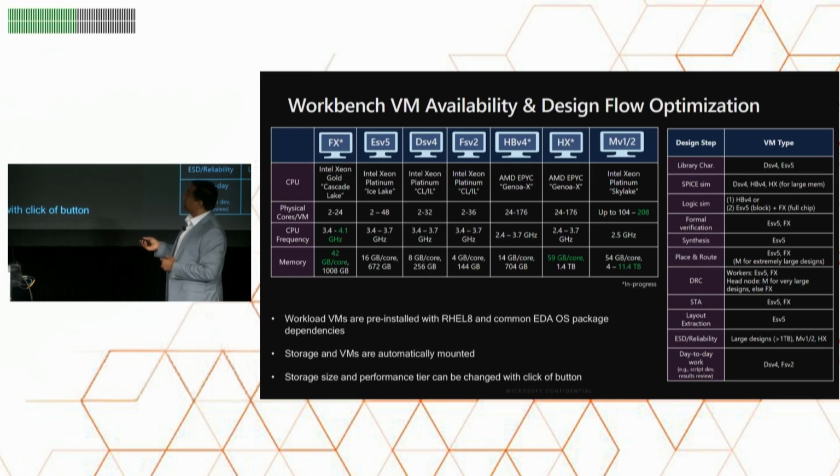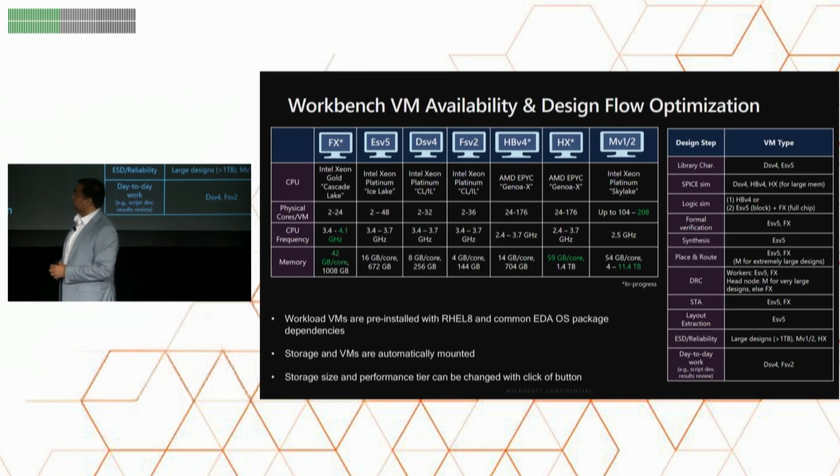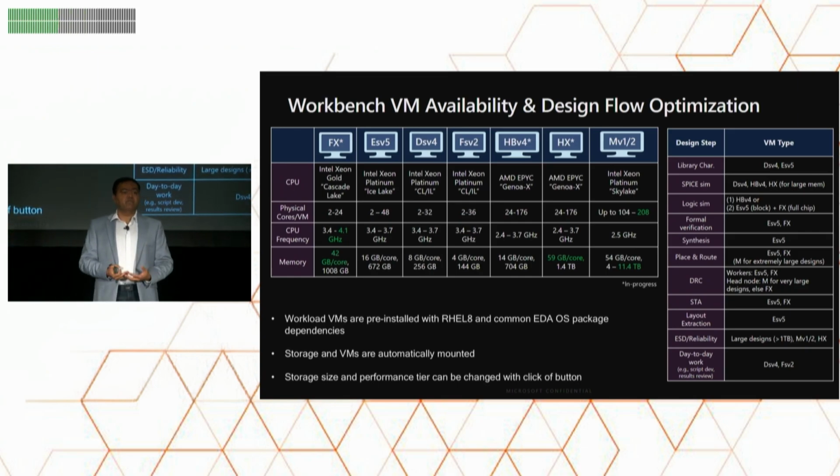So for example, the FX series, this has 1 terabyte of RAM and a reasonably high frequency CPU, 4.1 gigahertz. This was announced 2 years ago. That was specifically done for EDA workloads because especially the back-end workloads require large memory to core ratios.